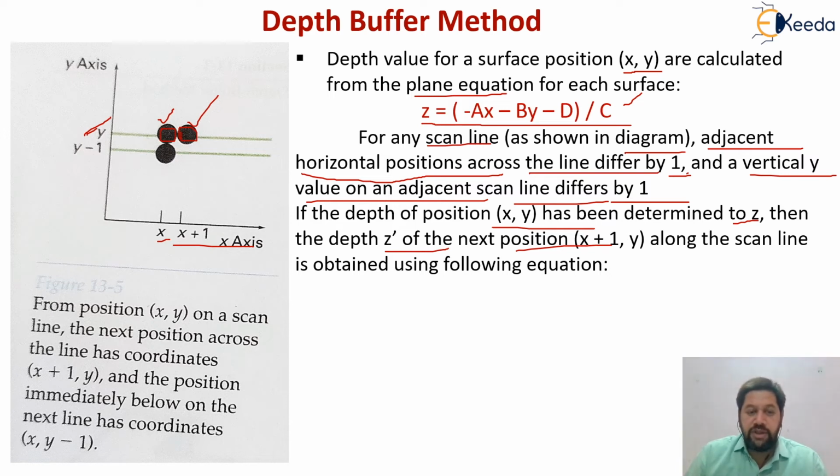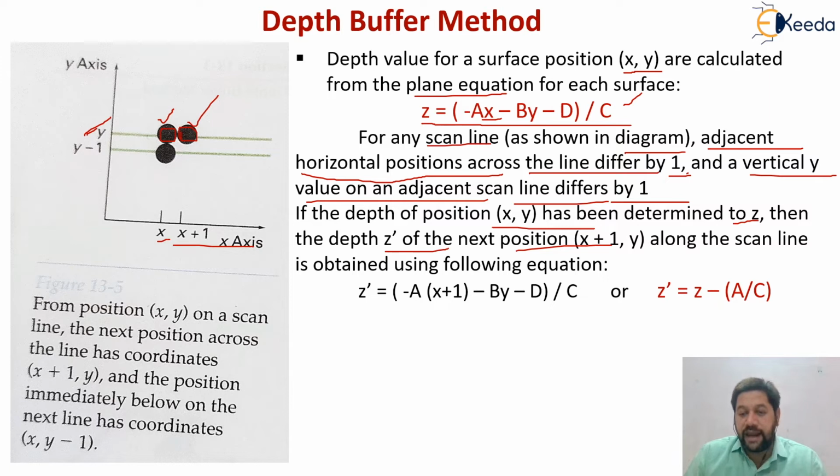Now to obtain this I am using the following equation: z dash is equal to bracket minus a times x plus 1. Instead of x, now I am processing x plus 1. Remaining things are the same, minus d divided by c. Or directly I can get z dash equal to z minus a by c, because this part is nothing but z now. So that is the formula we are using to calculate this particular value.